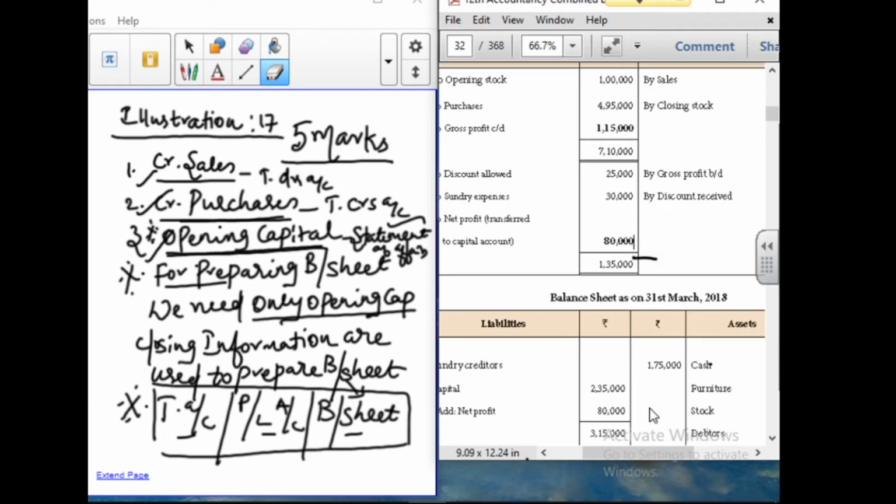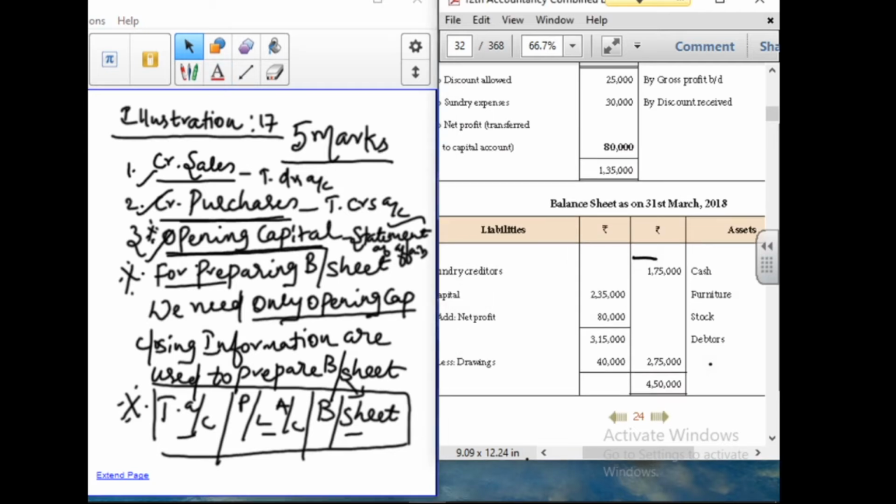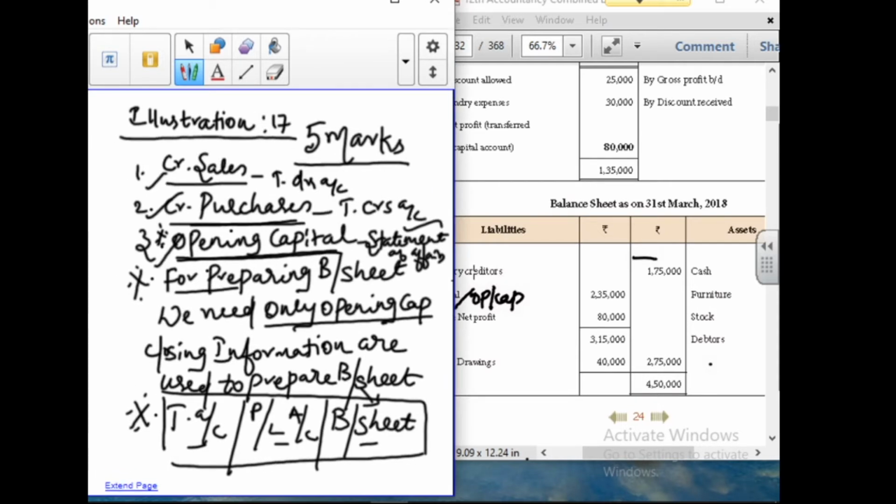Next we will move on to the balance sheet, which is very important. To start the balance sheet, we always start with capital. This capital is nothing but the opening capital. It's already given in the question. It is 2,35,000. You add your net profit. Drawings information is there, drawings 40,000. So 2,75,000.